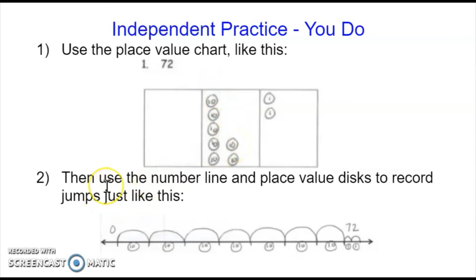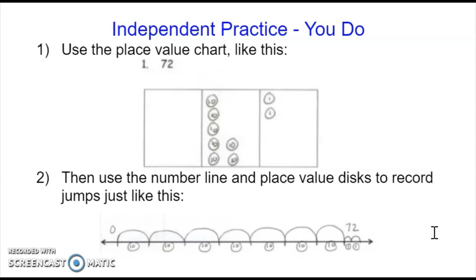And then number 2, use the number line and the place value discs to record jumps, just like this. You'll notice that for each jump I did, I used the place value chart to show how many jumps I made. So I made 1, 2, 3, 4, 5, 6, 7 jumps of tens, and then I made 2 jumps of ones. Make sure that you note those jumps with the place value discs. For number 2, you'll notice that this number line looks a little bit different from the last one that we did. That's okay, and that's normal.